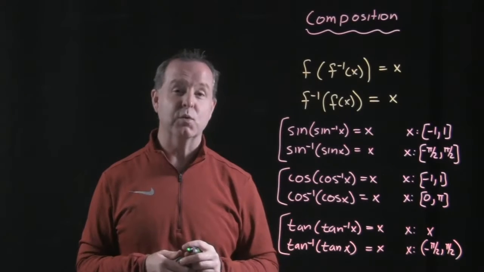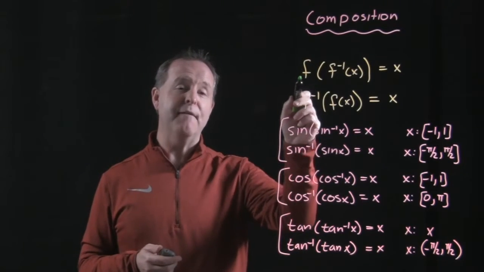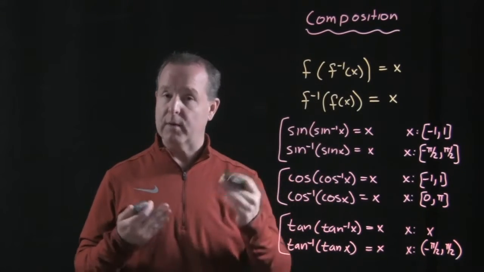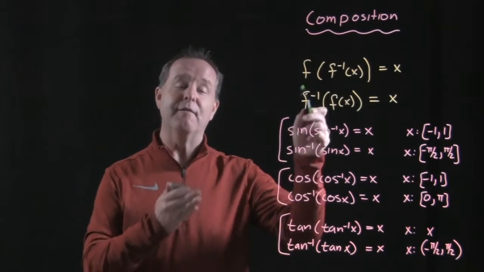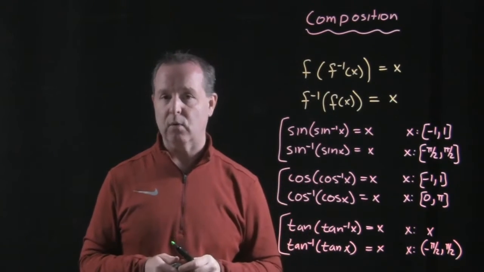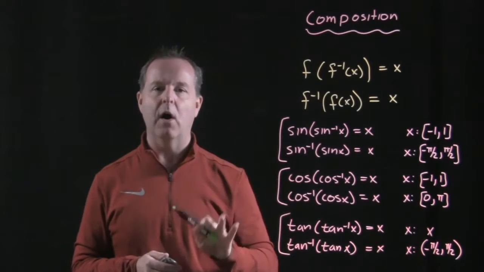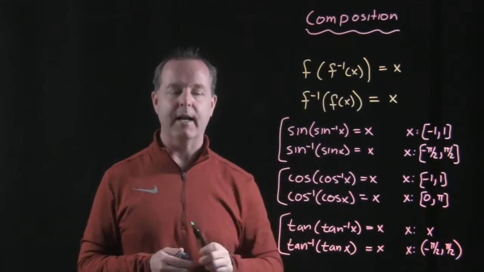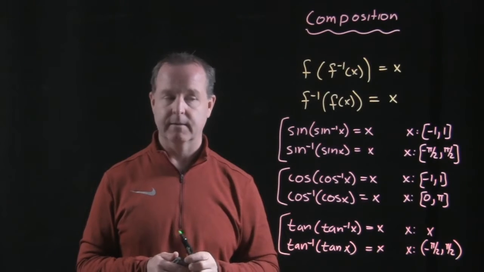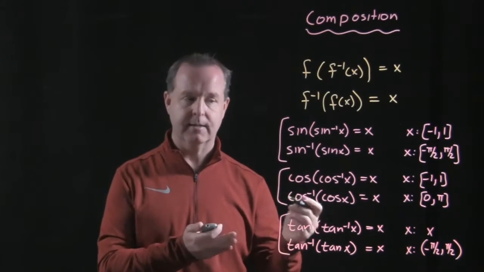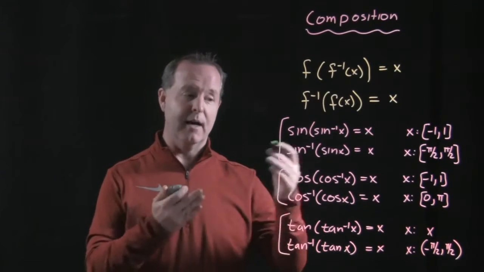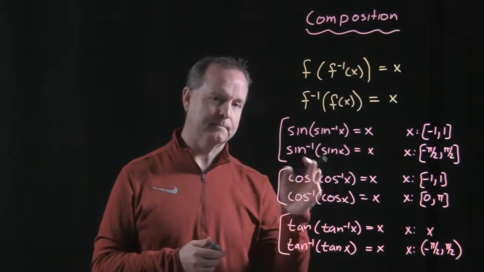In our earlier discussions, we discovered that if we took f of the inverse of x, it would equal x. And likewise, if we took the inverse of f of x, it would equal x. Well, those compositions can also hold true in our sine, cosine, and tangent functions, so that the sine of the inverse sine of x would equal x, and the inverse sine of the sine of x would equal x.